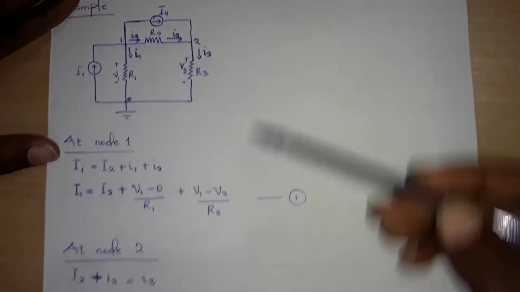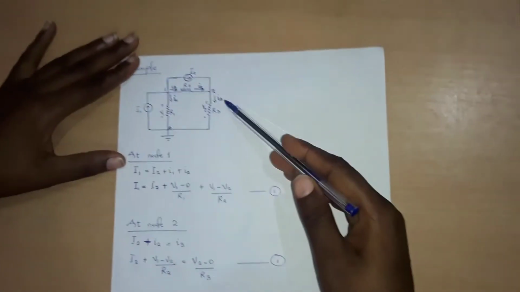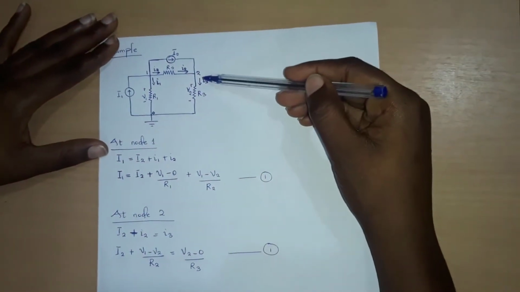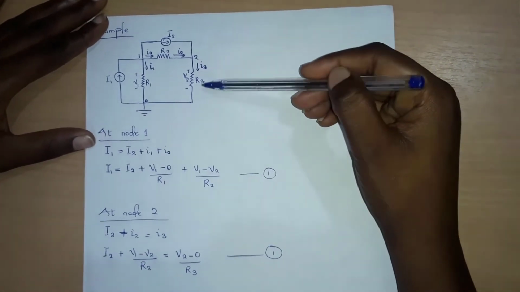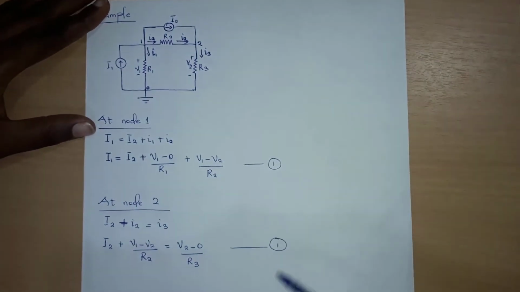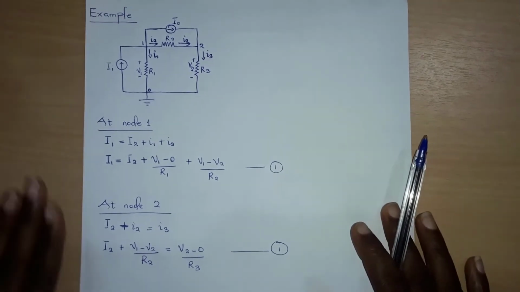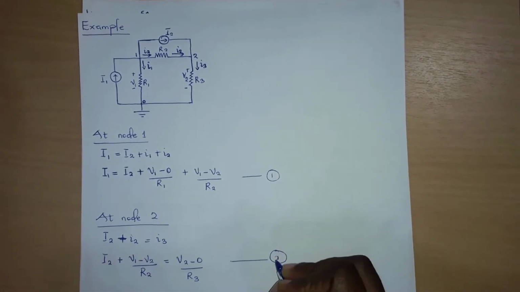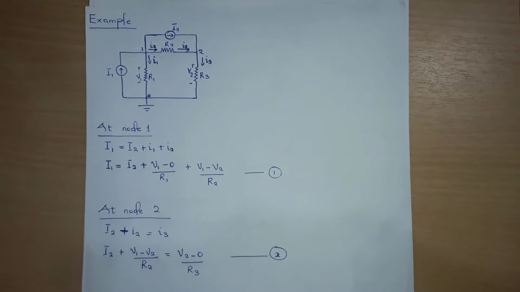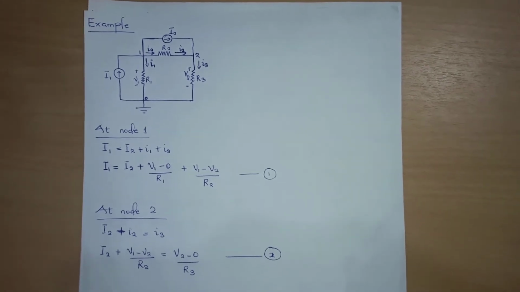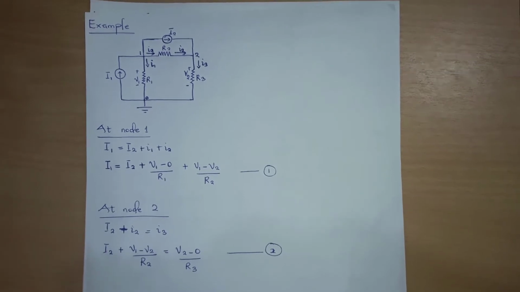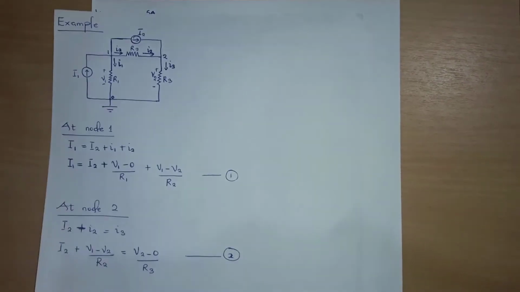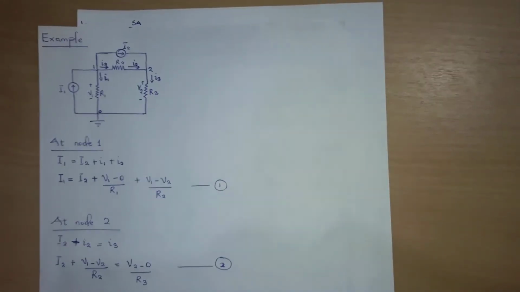Then at node 2, I have my I2. Then I3 goes from a higher potential to a lower potential. So that gives me V2 minus 0 over R3, basically. So this gives me two equations to solve simultaneously to get V1 and V2. And that's basically it. So let's look at circuits with real values, real numbers, and see how best we can solve it.